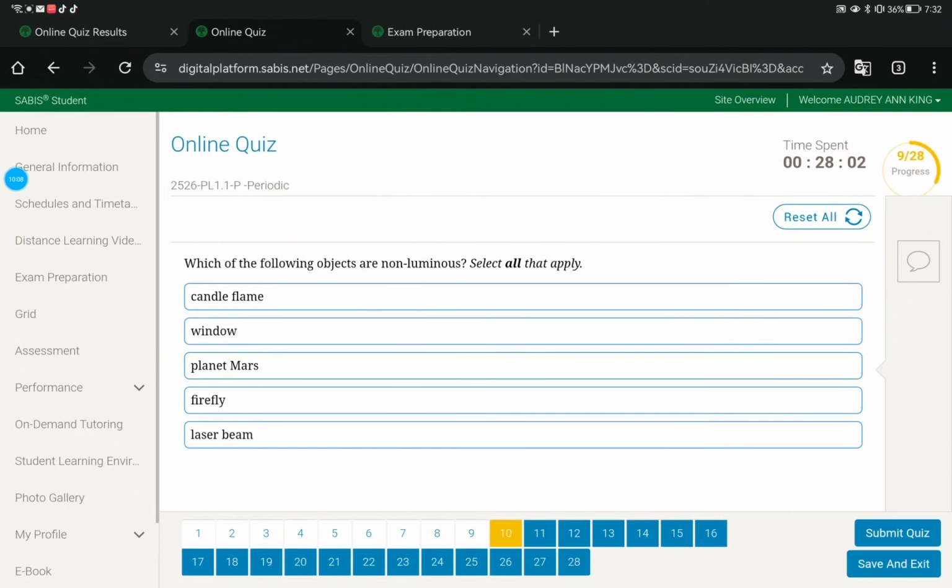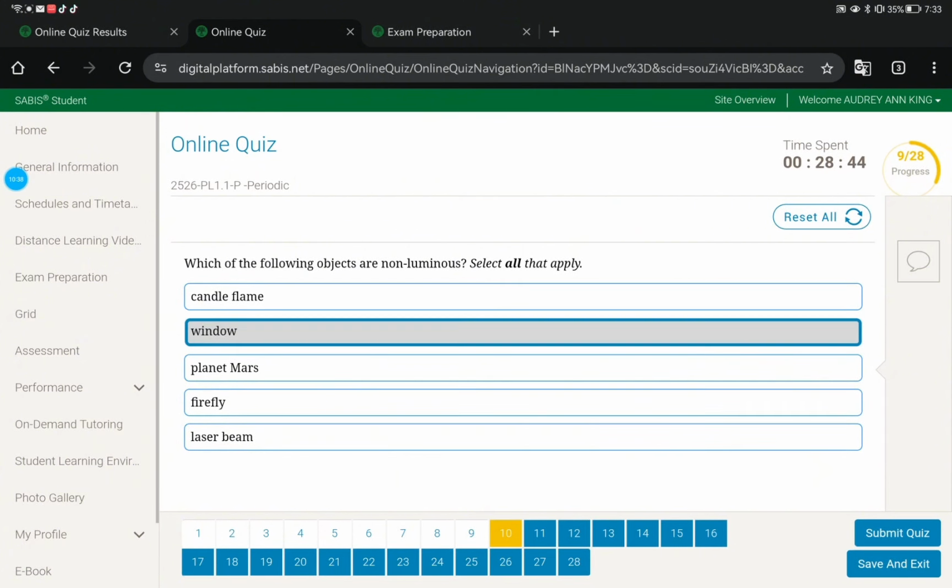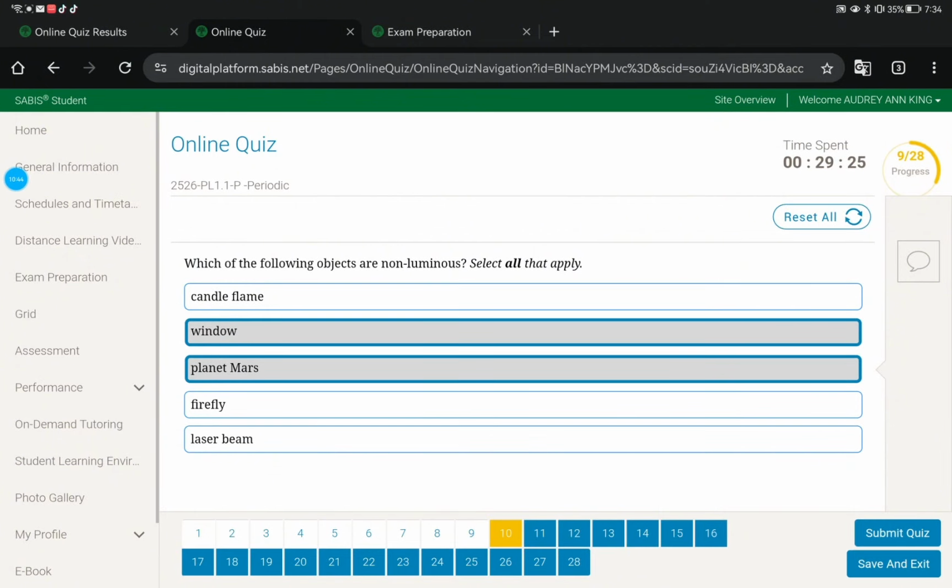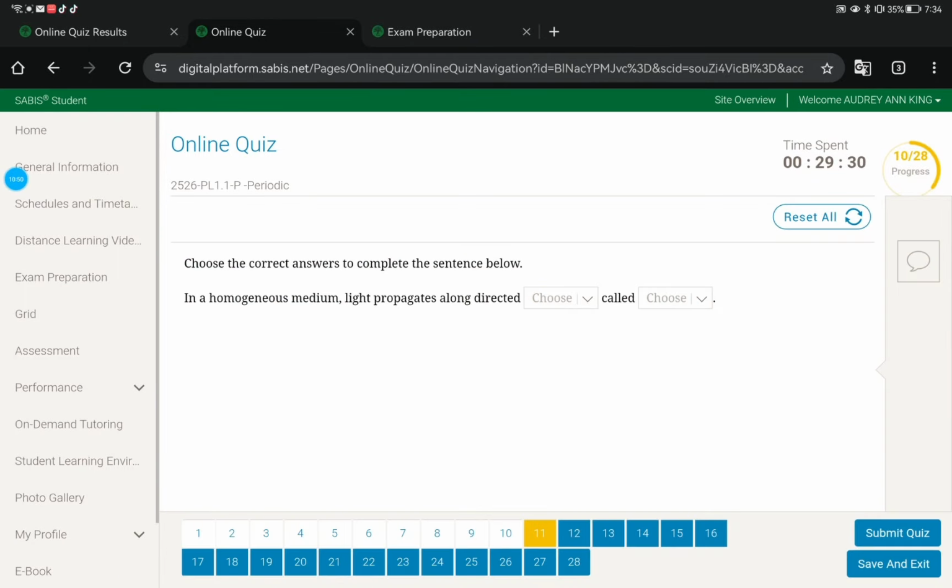Which of the following are non-luminous? So what does luminous mean? Luminous means like shining or glowing or bright. So it's essentially emitting light. So non-luminous means the opposite. It's not emitting light. So candle flame, yes, it gives out light. It's literally fire. A window cannot give out light, because a window is a pane of glass. Like, how can a pane of glass give out light? The planet Mars. Okay, so planet Mars is not luminous, doesn't emit light. A firefly does give out light, and a laser beam does give out light.